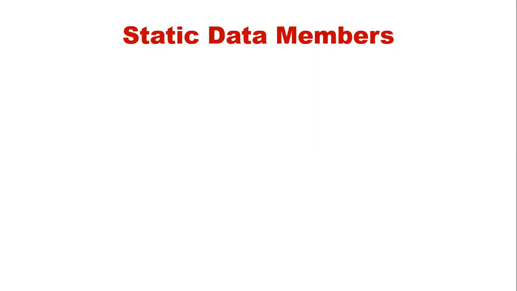Do you know the meaning of static? Static means constant, or same, that is, without changing. Now, to understand static data members, first let us discuss their basic characteristics.